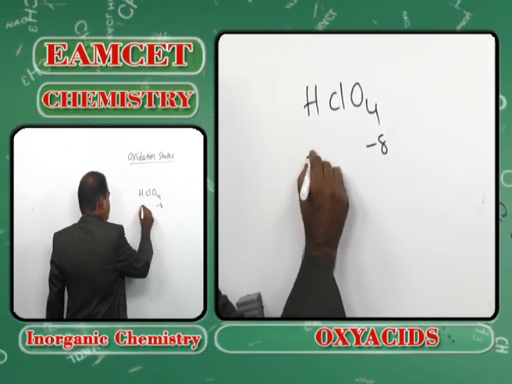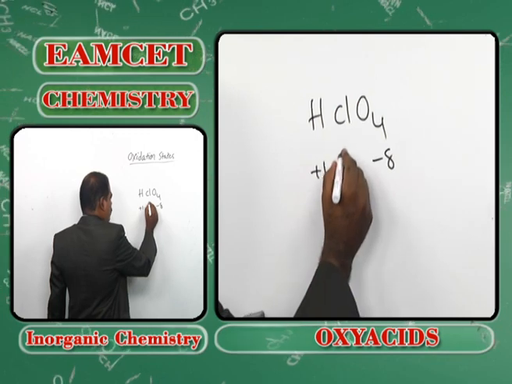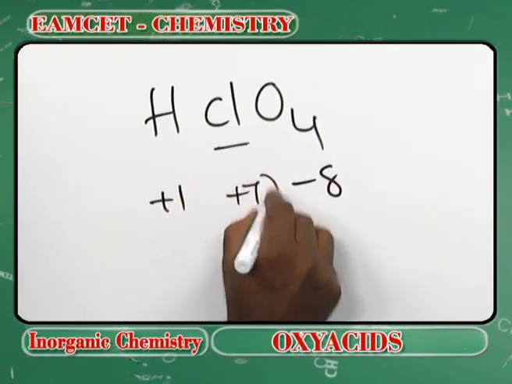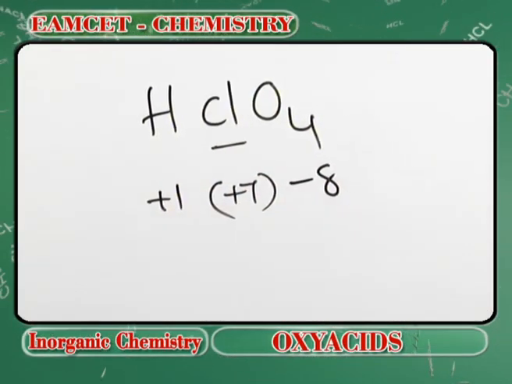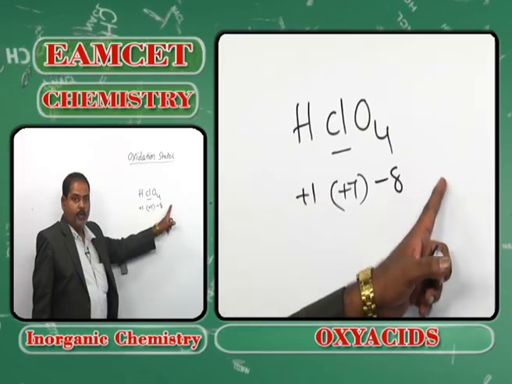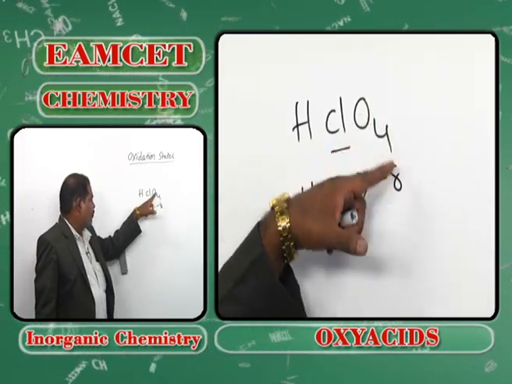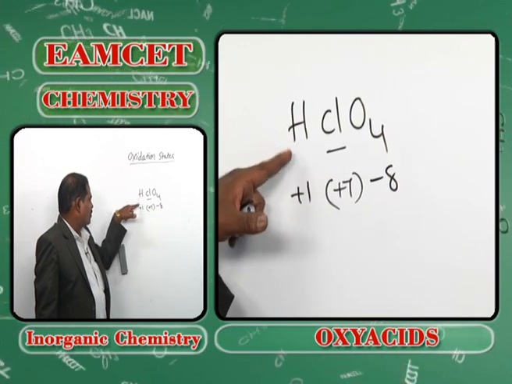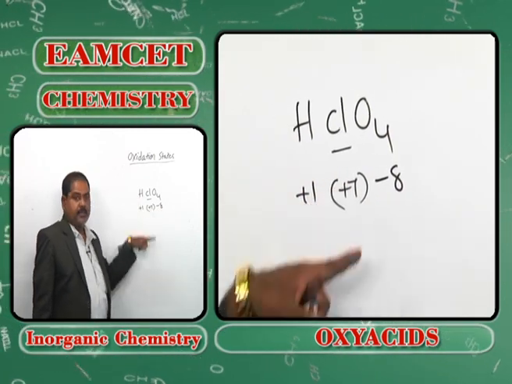Most of the cases hydrogen is +1. So what is chlorine getting here? +7, because the net should be 0. You should always have that in mind, the net will be 0. So 4 oxygens, 4 into -2 is -8, hydrogen is +1, chlorine is getting +7.